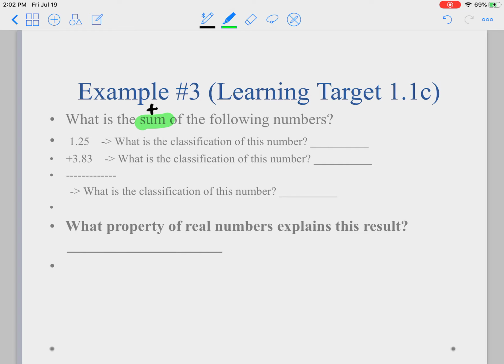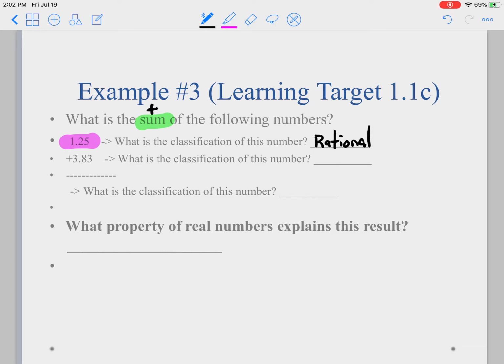So let's take a look at the first number that we will be adding, and that is 1.25. Well, it has a decimal, so it can immediately narrow the classification into one of 2 sets. It's either going to be a rational number or it's going to be an irrational number, because those are the only sets that include decimals. The question then is, does 1.25 repeat or terminate? And in this case, it terminates. So that leads us to conclude that 1.25 is a rational number.